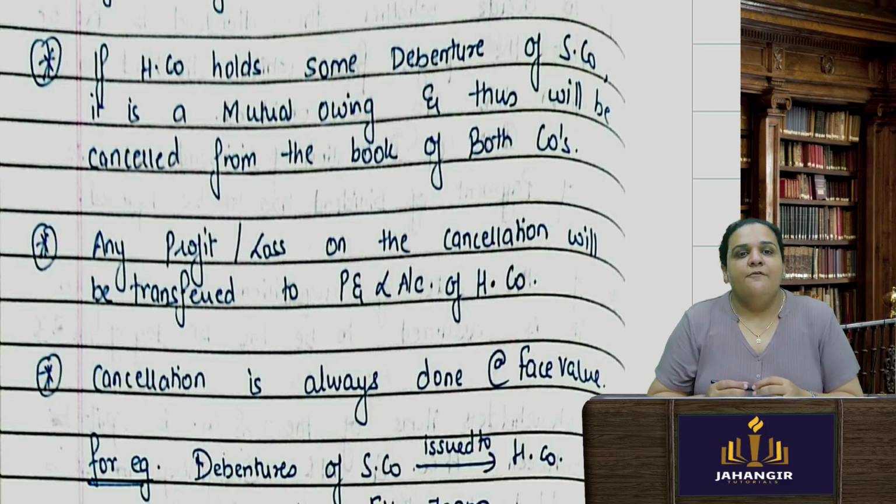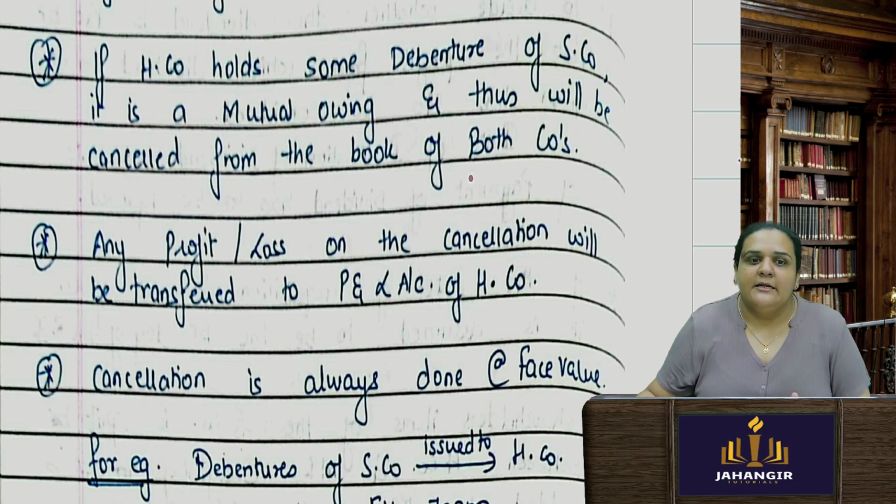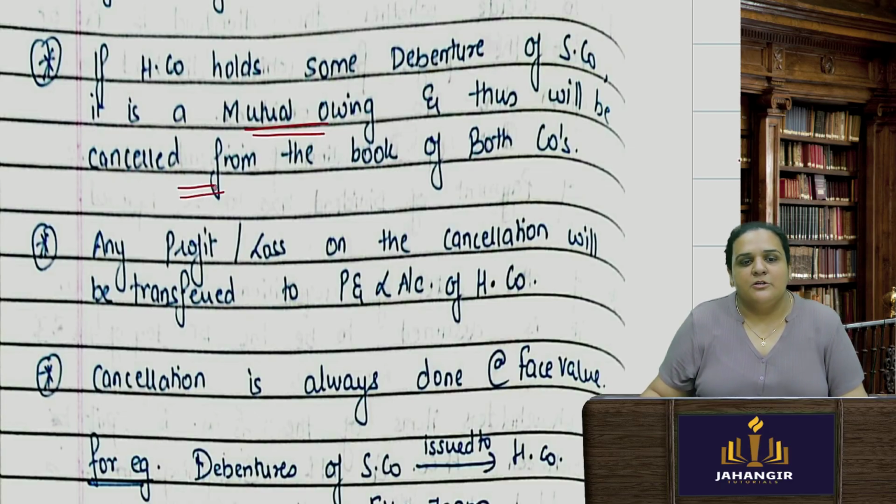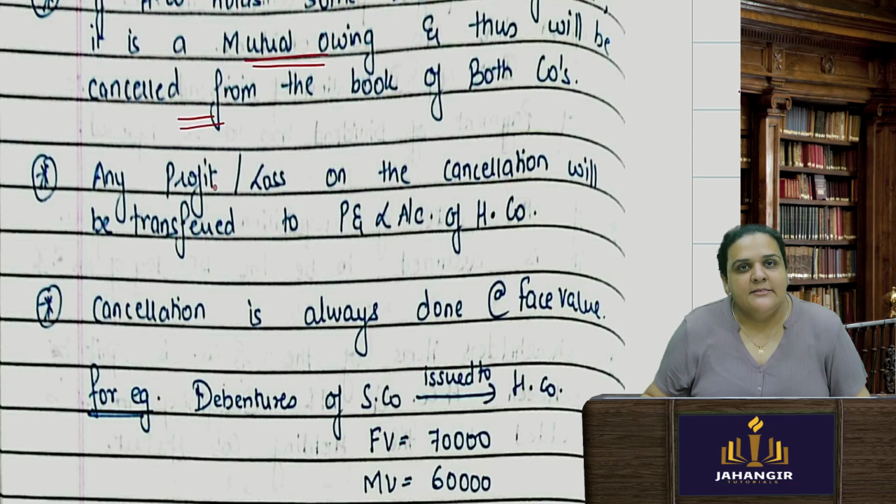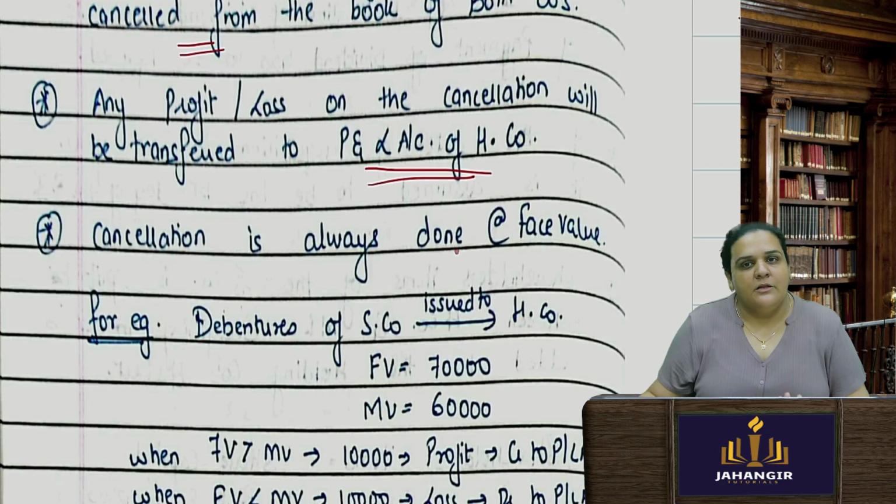Now next, if holding company holds some debentures also, equity share capital is there only, but they are holding debentures also of the subsidiary company, it will be treated now as a mutual owing, because debtor creditor, correct? Debenture holders are creditors, correct? And thus it will be cancelled from both the books of the account. While cancelling this debentures, if there is any profit or loss on cancellation, that profit and loss you put in the P&L of the holding. Nothing has to be done in cost of control. Okay, in cost of control what we have done, that only will stay.